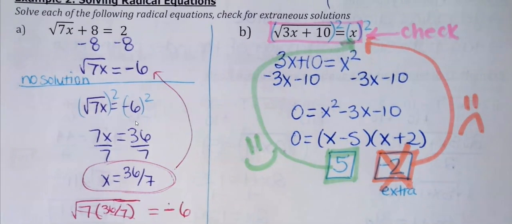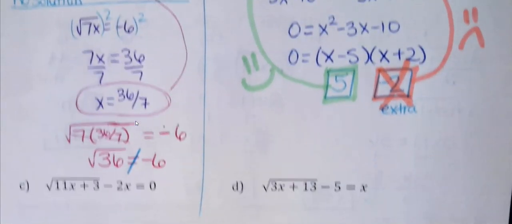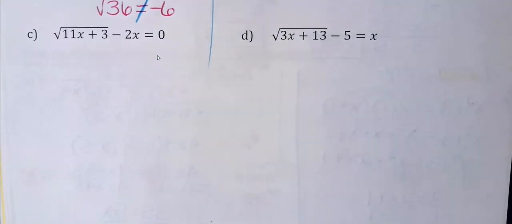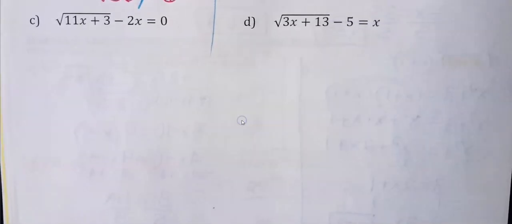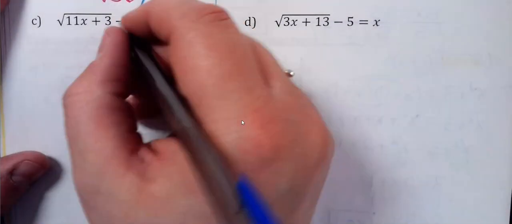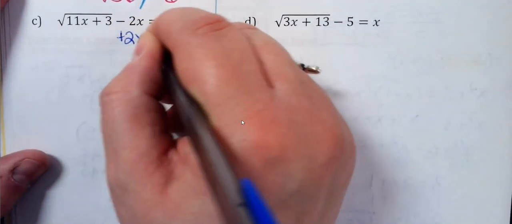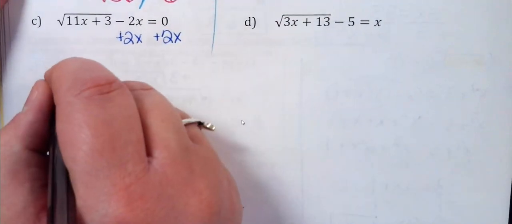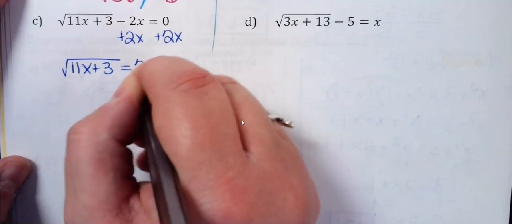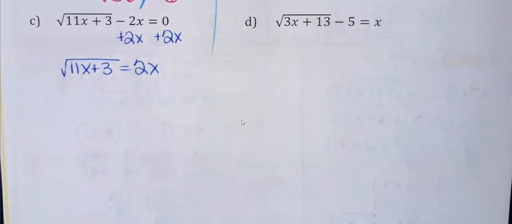So just check. Okay, let me have you look at the next one here. Now this one, we're going to get a quadratic on this one. I'm going to use the quadratic formula just as an example for another option for how to solve this. I do want to isolate the radical first, so the first thing I'm going to do is move that 2x that's being subtracted to the other side. So I got 11x plus 3 equals 2x.